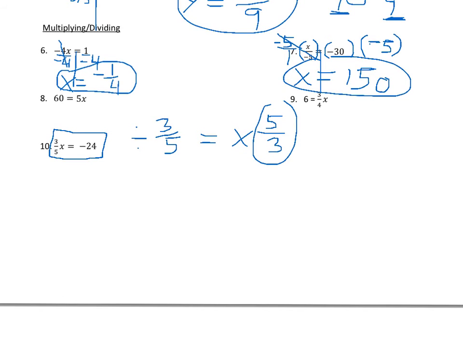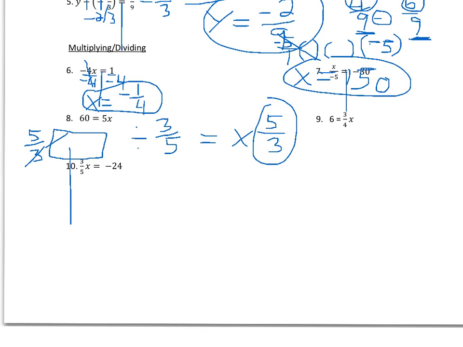So this is what I'm going to do. Okay, and I'll probably go over this again in class tomorrow. So I'm going to multiply by the reciprocal. For the reciprocal, I just flip the fraction. So I flip 3/5, it becomes 5/3. Now why do I do that? Because when I multiply, the 3's cross cancel, the 5's cross cancel.